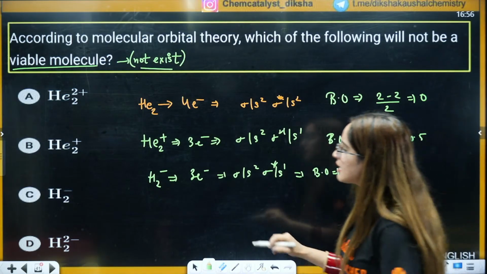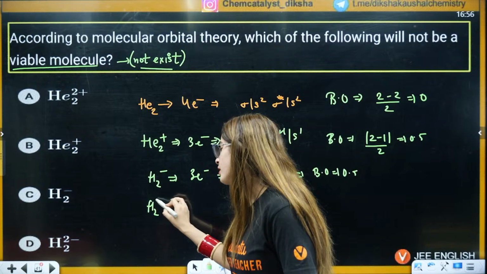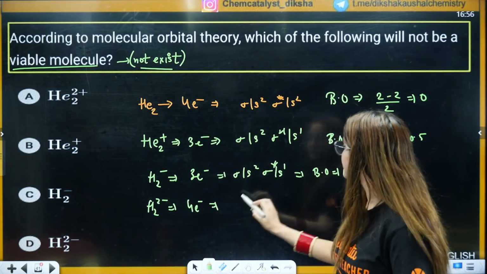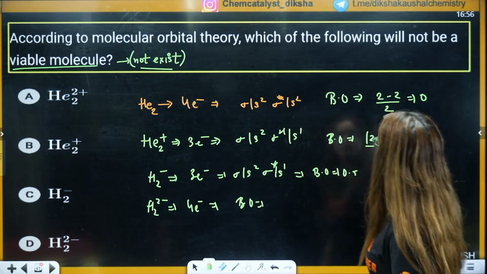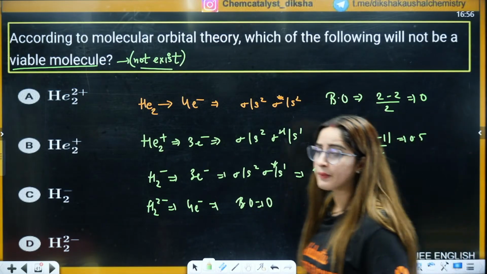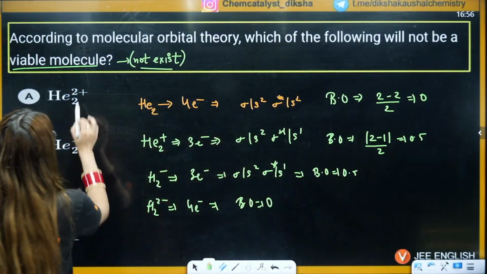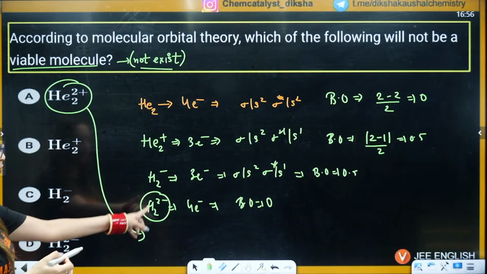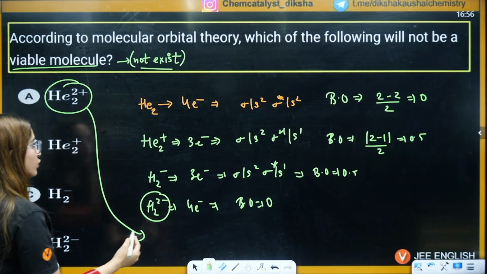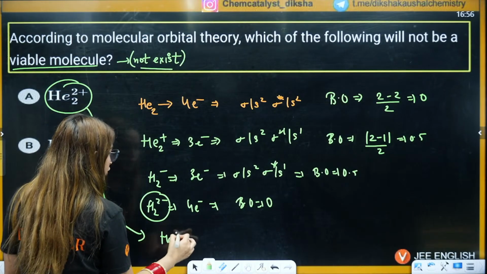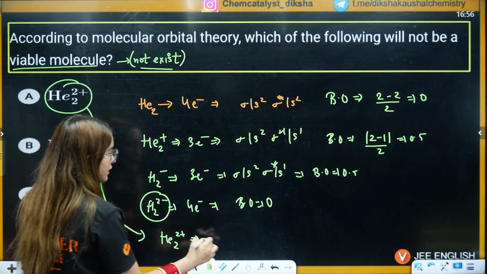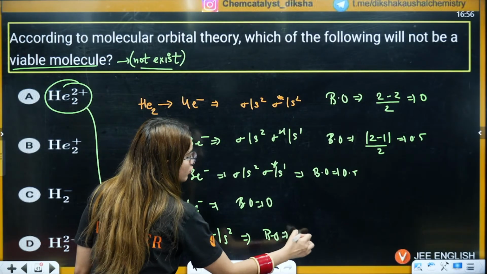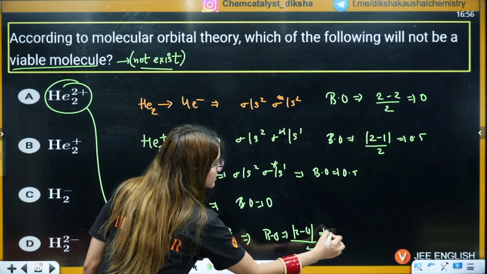Same as this. For hydrogen 2 negative, you will add 2 electrons here. It will be 4, and it will become the same as that. So bond order for that is going to be 0. Now, this we have not solved: helium 2 positive. You take out 2 electrons, that will become sigma 1s2. Bond order is 2 minus 0 divided by 2, that is 1.